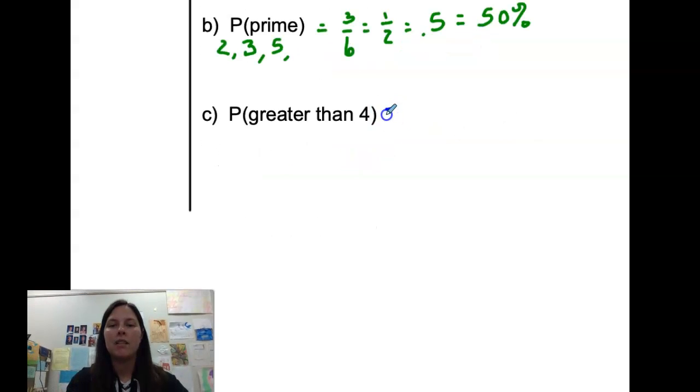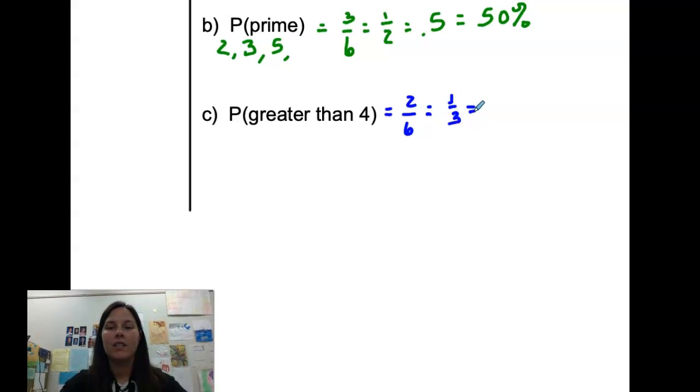And my last probability, what's the chance that I roll a number greater than 4? Now this does not say it includes 4, it says greater than. So 5 and 6, or 2, out of the 6 numbers on the die are greater than 4. This fraction does simplify to 1/3, dividing them each by 2. 1 divided by 3 gives us a 0.3 repeating decimal. And when I multiply that by 100, I get 33.3 repeating percent.